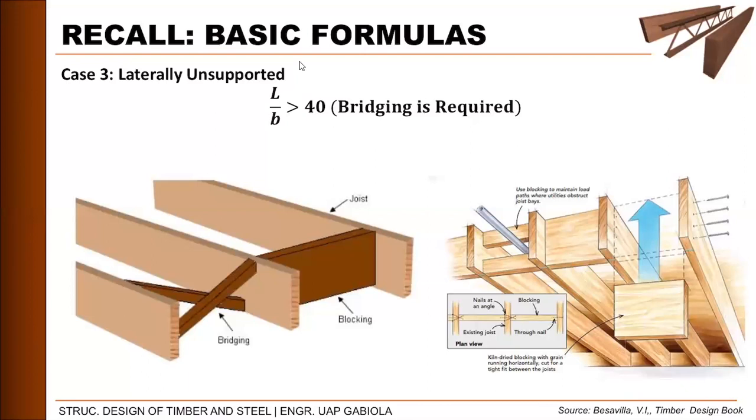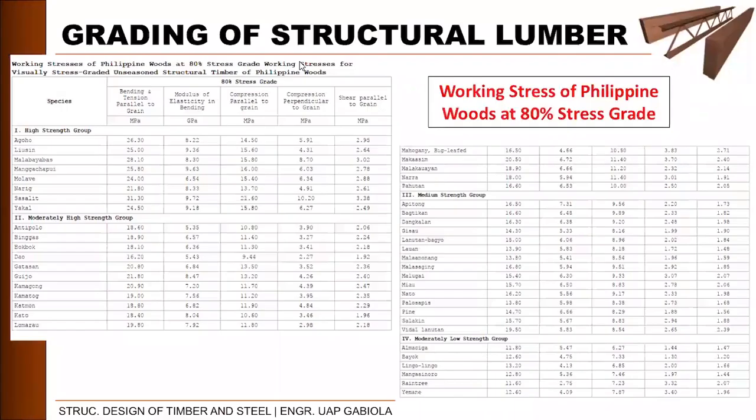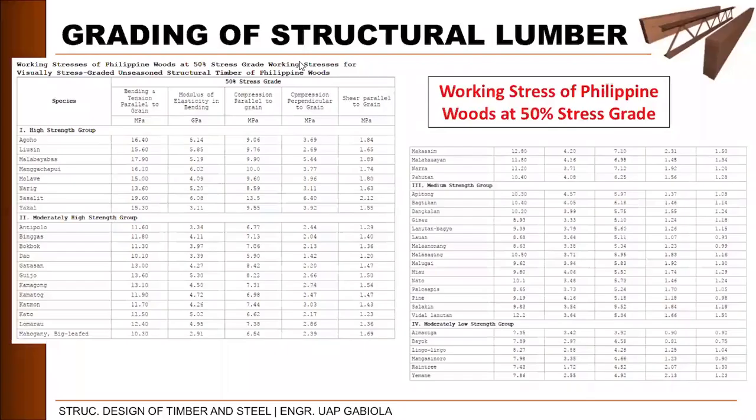Okay, so these four requirements need to be satisfied in order to use the cross section, or to say that the section is adequate. And then this is again our table wherein we will be referring to our allowable capacities. Okay, so we have there the value for flexural strength, the value for the modulus of elasticity, and the value for the shear strength. Okay, so we will refer to this one later once we start with our problem solving.